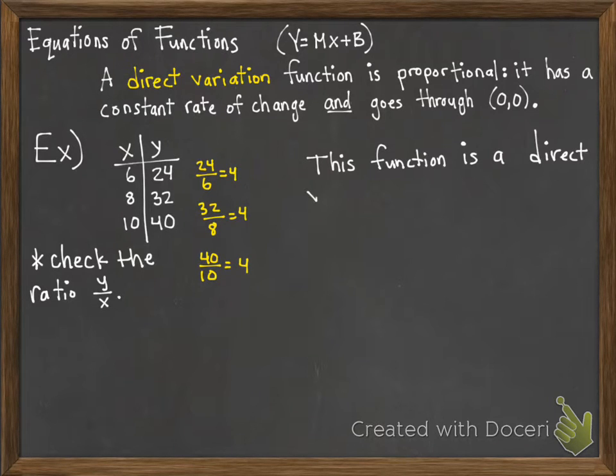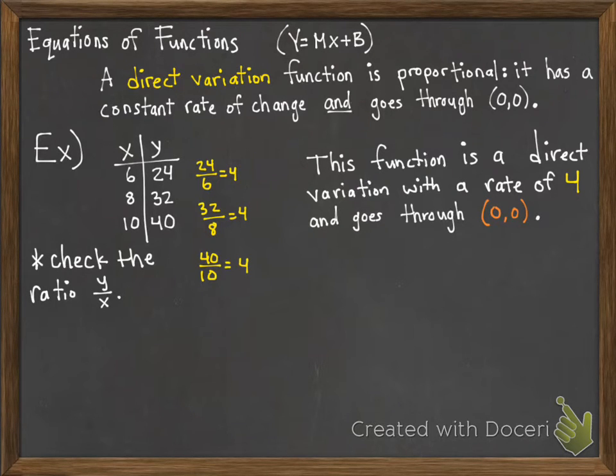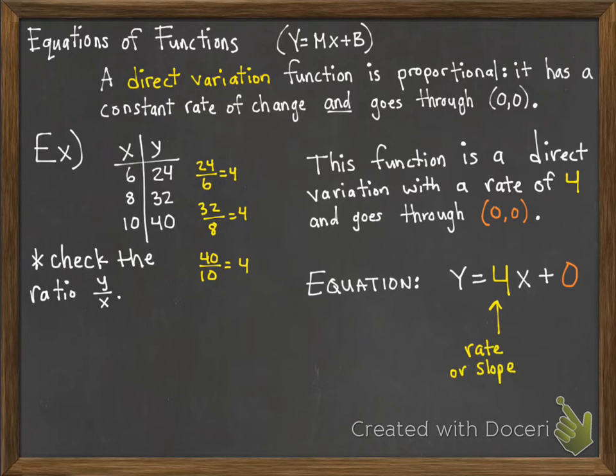Since every single time we divided those, we got the same number, that means that this function is a direct variation. The rate of change is 4, and because it's a direct variation, we know it goes through the point 0, 0, which will be our y-intercept. Since the rate of change is just another word for slope, we can go ahead and write our equation, knowing that y equals mx plus b, so y equals 4x plus 0, because 4 is our rate of change or slope, and 0 is our y-intercept.